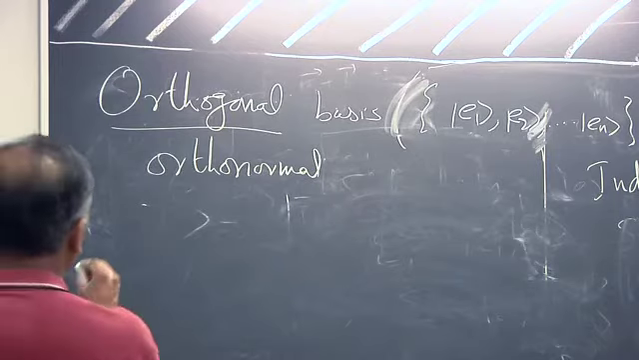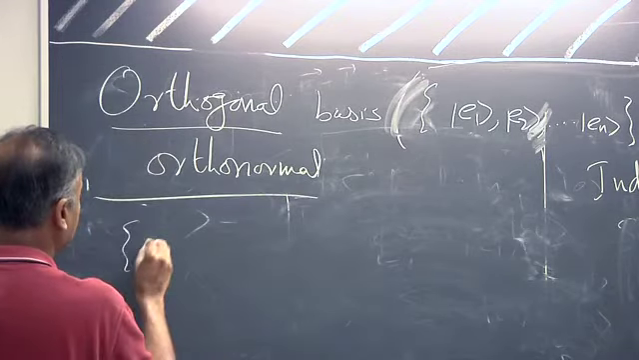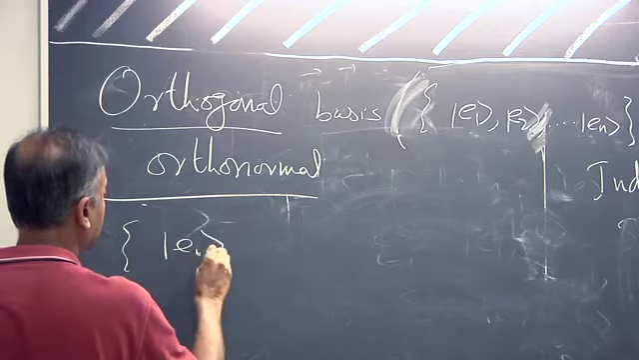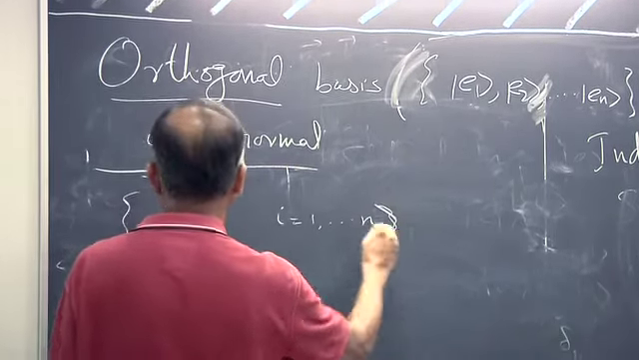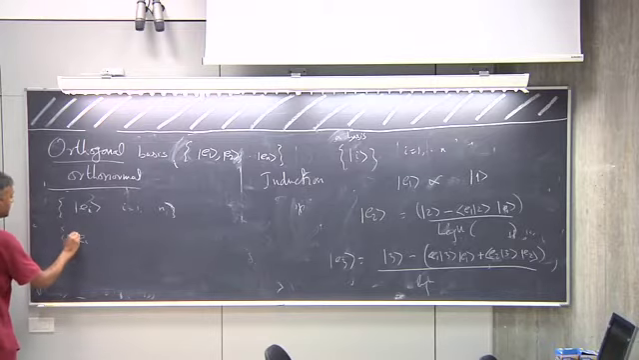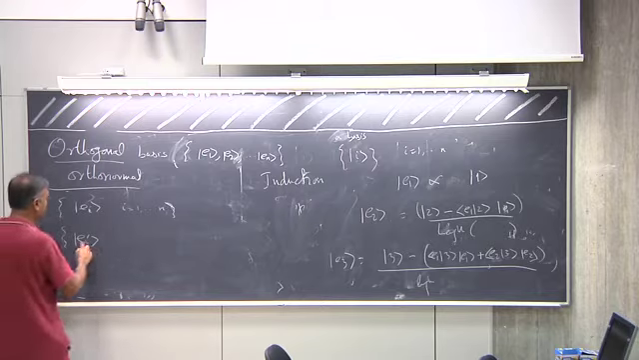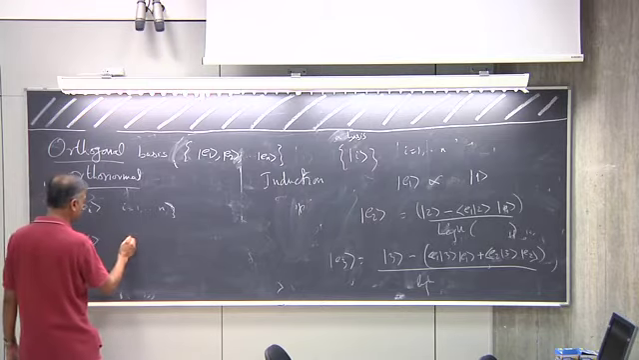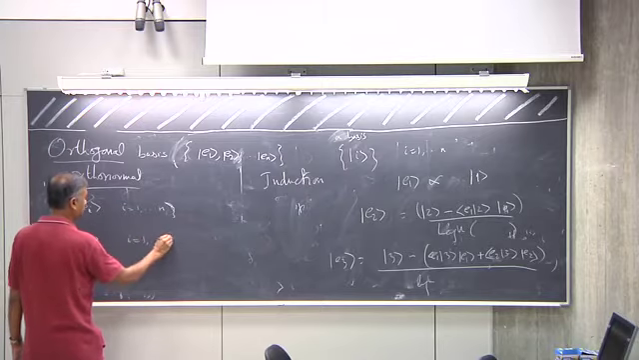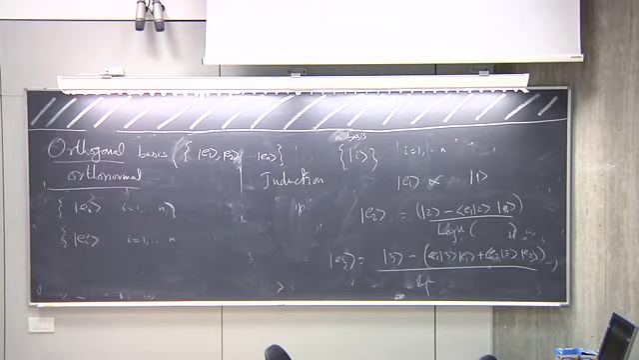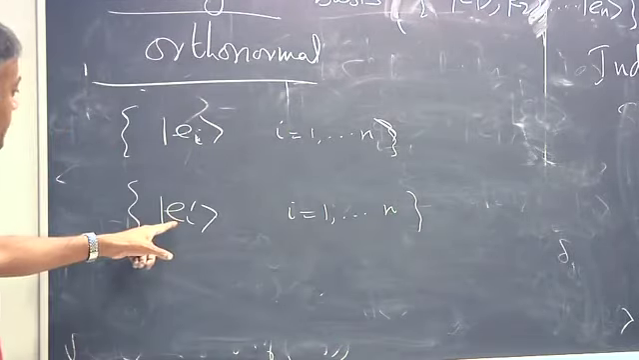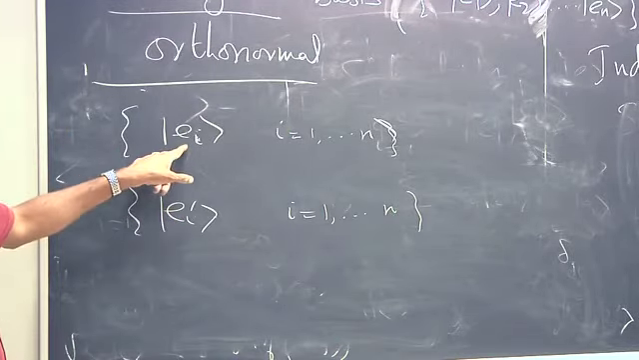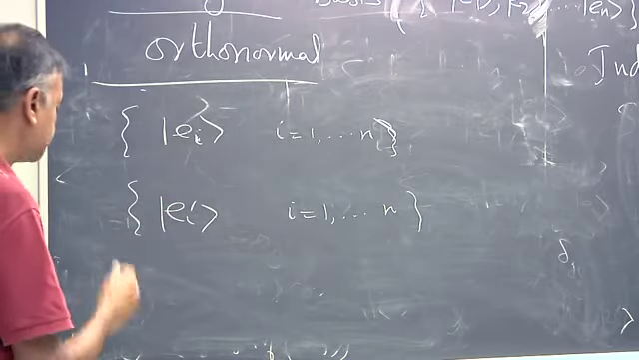So suppose I'm given an orthonormal basis, e_i, i going from 1 to n, and there's another orthonormal basis, e_i prime. Somebody else has chosen another orthonormal basis, and we want to ask what is the relation between them. Well, since these are basis vectors, as before, I can always expand each of these in terms of these basis vectors.